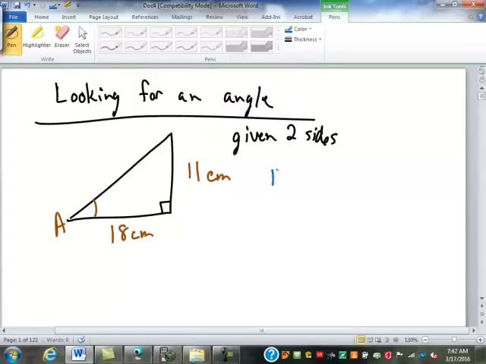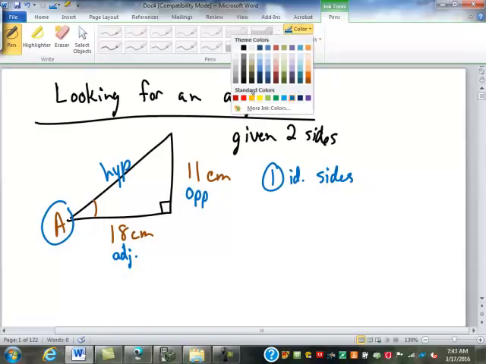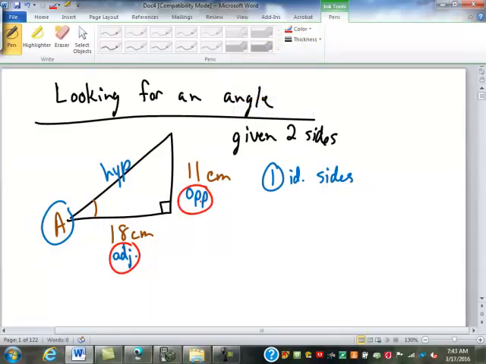The first thing we have to do is identify the two sides. Now, of course, this is the easy one to identify. That's the hypotenuse, but we're not given that one, so that one doesn't matter. We're given the two legs. And remember, the legs depend on which angle we're looking at. So when we're looking at this angle, this leg is the adjacent. And this leg is the opposite. So we have the adjacent and the opposite sides of the triangle.